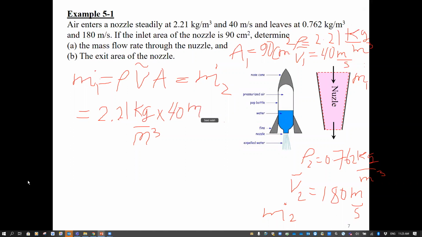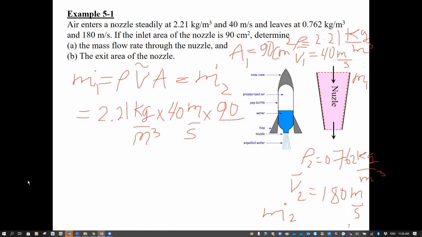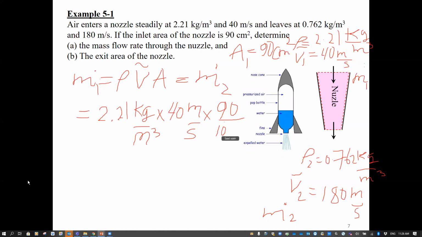And then the area is 90 centimeter square, but we're going to convert it into meter. Divided by how many centimeters in a meter? 100, but it's square, so it should be 10,000. Yep.